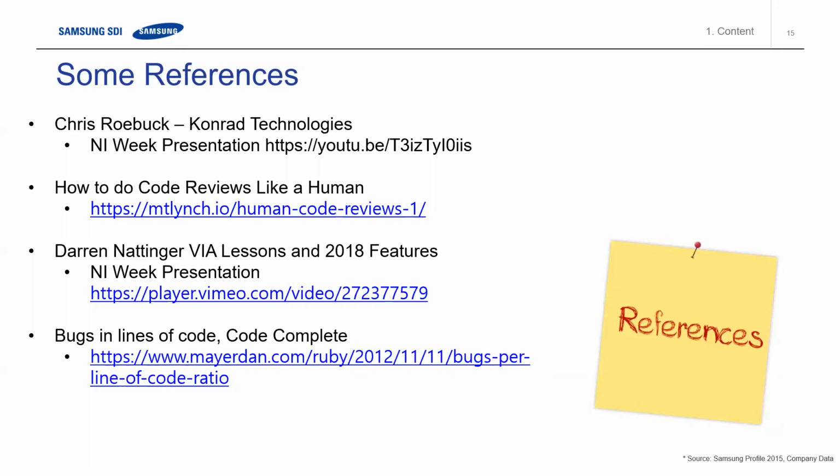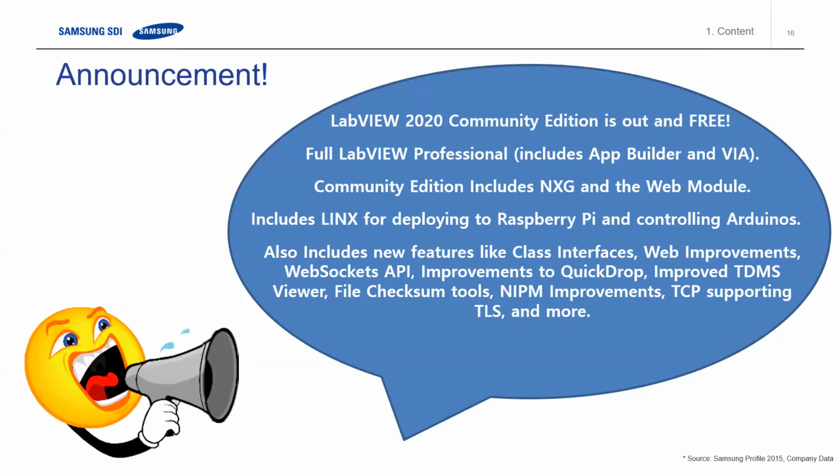And then one last thing I have is LabVIEW 2020 Community Edition. It's unrelated to the topic of the presentation, so I apologize for that, but I just had to put it in there somewhere that LabVIEW 2020 Community Edition is out. It's free. It includes App Builder and the VI Analyzer, which is a bit of a tie-in to the presentation. It does include NXG with the web module, so you can check out NXG if you haven't yet. And you can deploy to Raspberry Pis and control Arduinos, and it comes with interfaces and TDMS improvements and all kinds of good stuff.